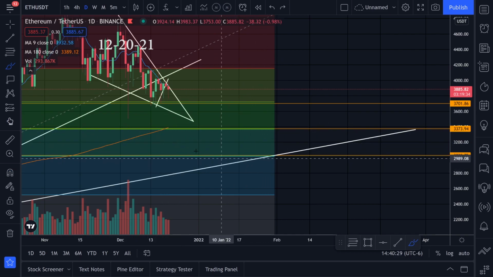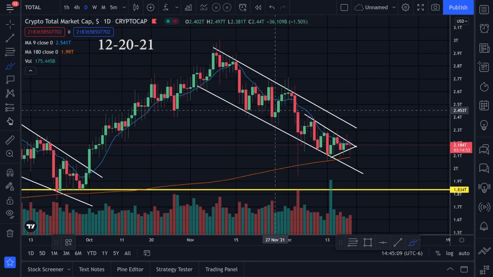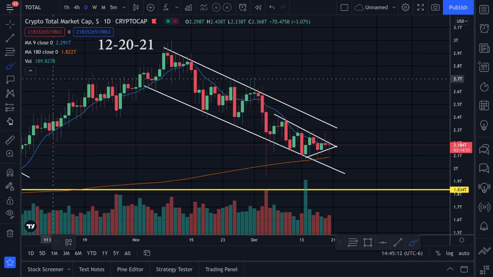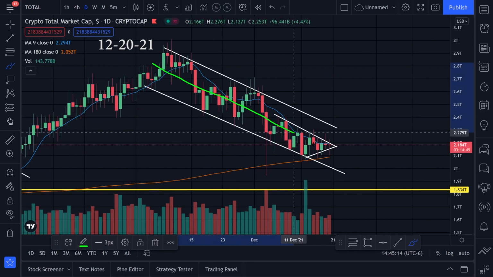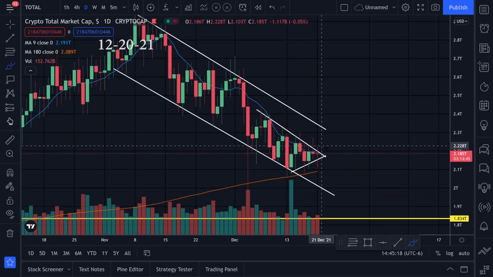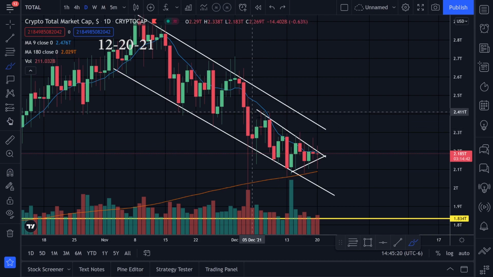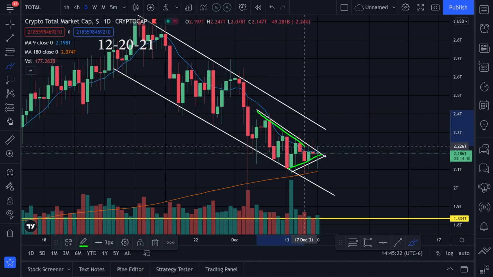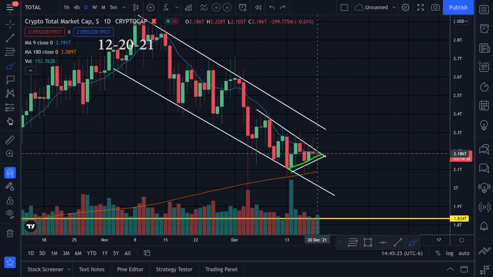We could take a look at the total crypto market cap as a signal of how the market's doing, and as you can see, it's basically in a big downtrend. But at the same time, if you look right here, we are in a place where support is meeting resistance, and it looks like we are testing this downtrend right here. I don't know, we're going to break up or down.